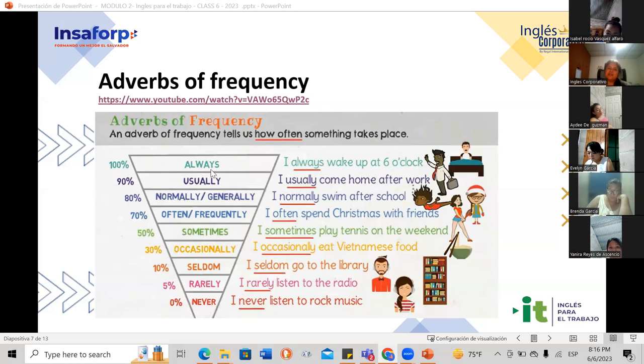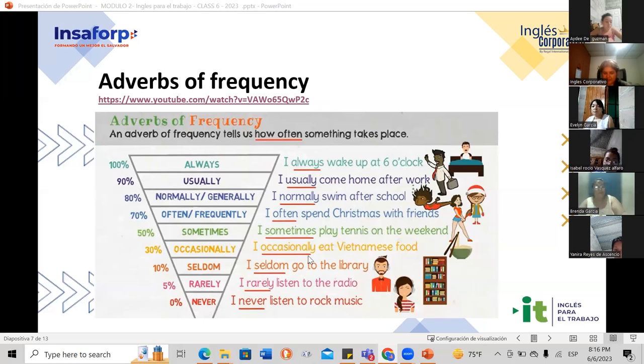Pay attention to this because you're going to do exercises. You're going to do sentences. You're going to write sentences, using these adverbs of frequency. Okay, similar examples. That is why I need you to pay attention to the examples that you can see here.